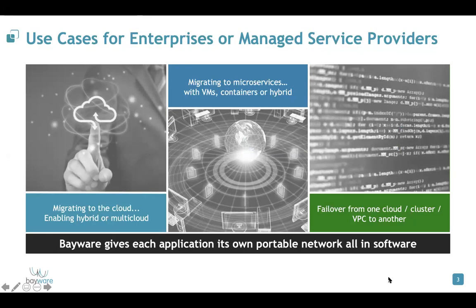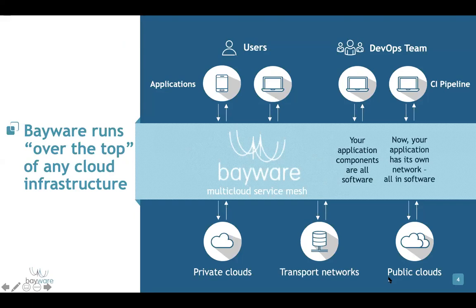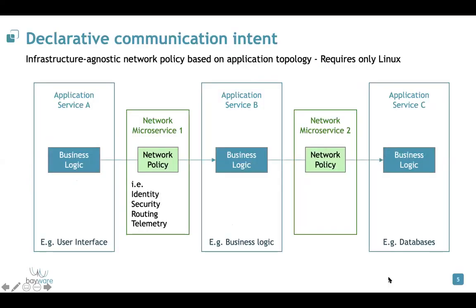For context, Bayware does this by giving each application its own portable network all in software, so that Bayware runs over the top of any cloud infrastructure. It's owned by the DevOps team. The network becomes software objects in the CI pipeline. We do this with declarative communication intent that's based entirely on the application topology.